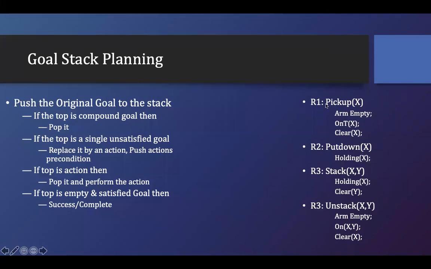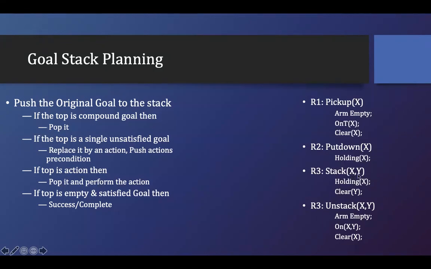So we have a function called pickup, and these are its preconditions: the arm should be empty, X should be on the table, and X should be clear, meaning there should be nothing on top of X. There is another function called putdown. Putdown means we are putting down the box X. The precondition is that we should hold box X, meaning the arm should hold it.